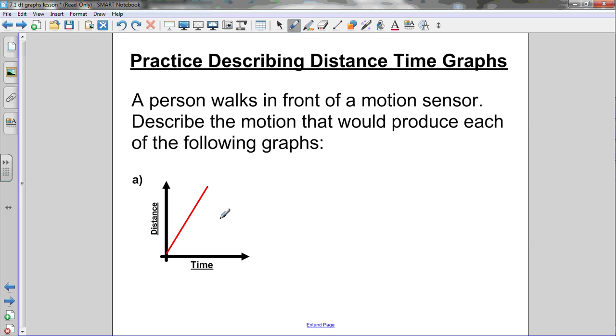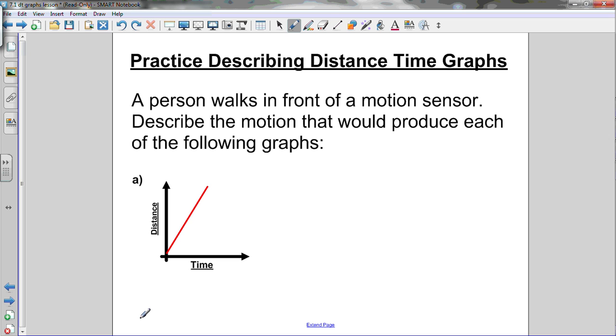Okay? So a person walks in front of a motion sensor. Describe the motion that would produce each of the following graphs. So I've got this graph here. First thing I'm going to notice, it's a straight line. So I know they're moving at a constant pace. Okay? So the rate of movement isn't changing. They're moving at the same rate the whole time.